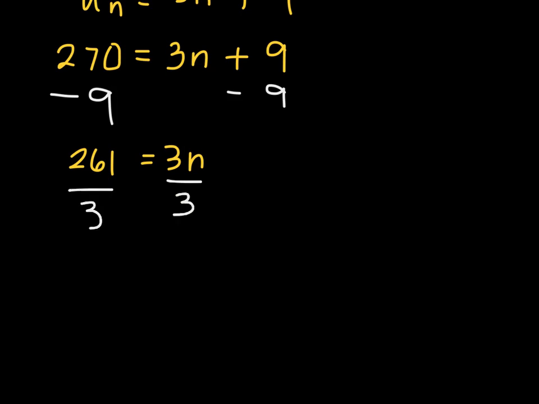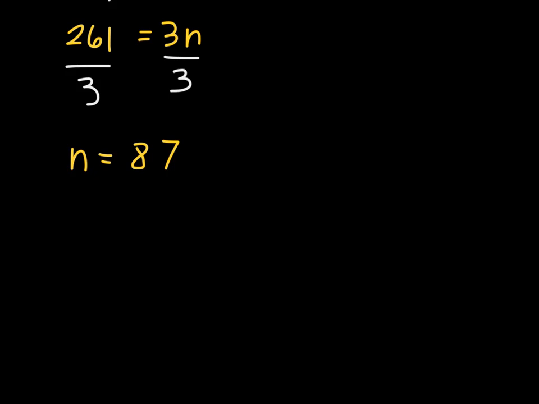And you get n is equal to, 3 goes into 26 eight times, that's 24, and then you have 21, so 87. So that means the series that they gave us in the very beginning has 87 terms. So this was the last piece that I needed in order to figure out the sum of our terms. So we've got S sub 87, the sum of 87 terms.